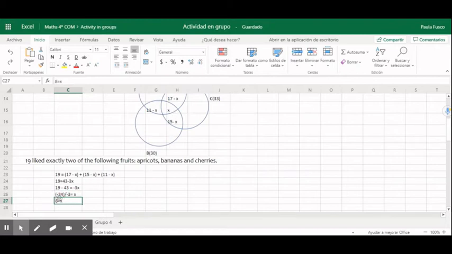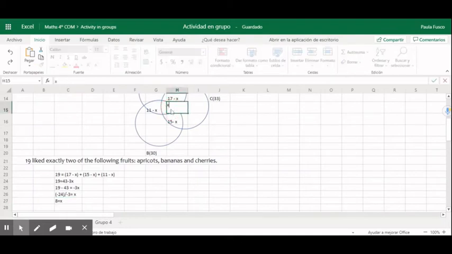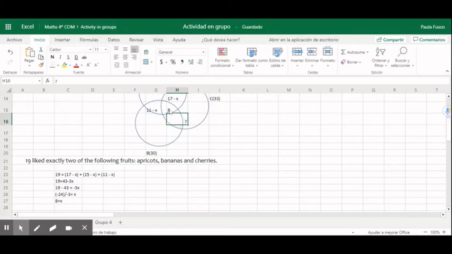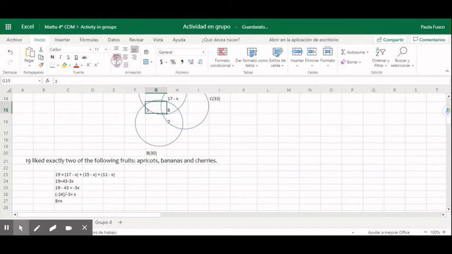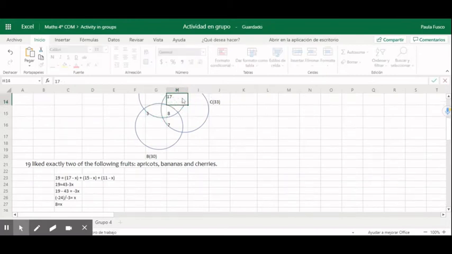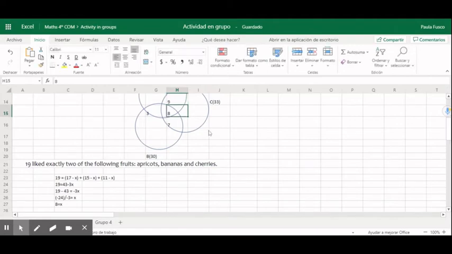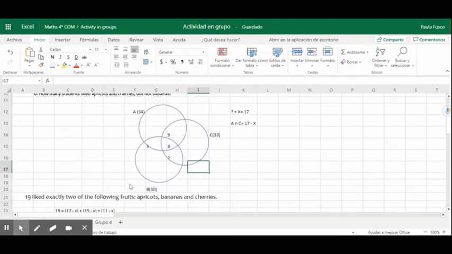Now we are going to replace the value of the x on the Venn diagram. This is going to be 8. Sorry. Here we have 7. And here it's going to be 3. And here 9. So what I need to calculate is the number of students who liked only apricots, only cherries, and only bananas.